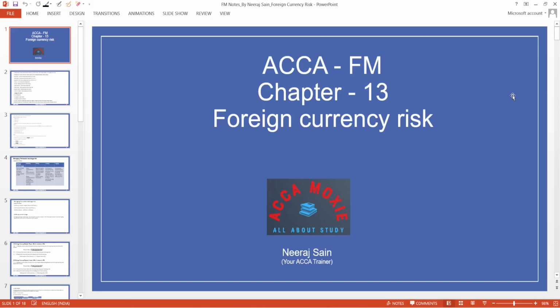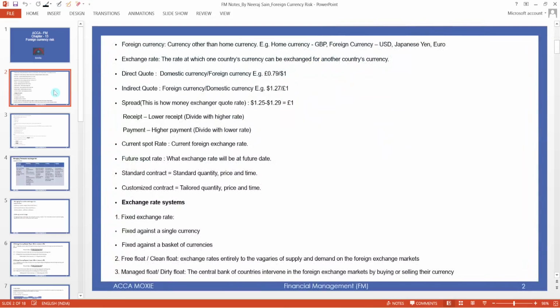In this chapter, we will first understand some of the key terms, then we will go ahead and do some questions. Okay. So first, the foreign currency. What is meant by foreign currency? A foreign currency means currency other than home currency. If you are living in the UK, your home currency is GBP. The rest of the currencies are foreign currencies.